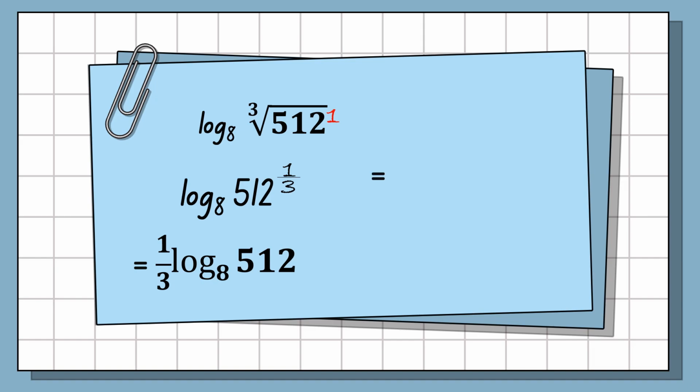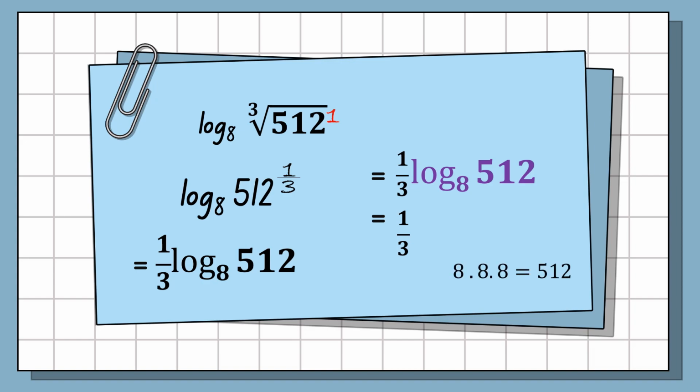Then we're going to evaluate log base 8 of 512. So in this example, we're going to think how many times we multiply 8 by itself to get the answer of 512. Alright, so we have 8 times 8, which is equal to 64 times 8, which is equal to 512. Or 8 raised to the exponent of 3 is equal to 512. Therefore, log base 8 of 512 is equal to 3. Then, we multiply it by 1/3. And what is our final answer? Alright, the final answer is 1.